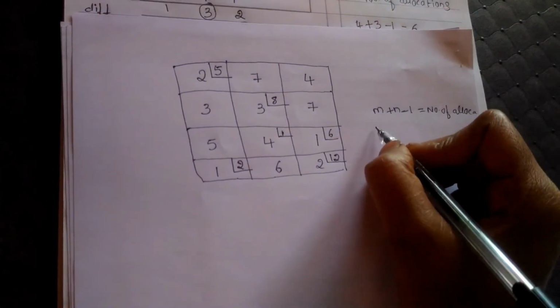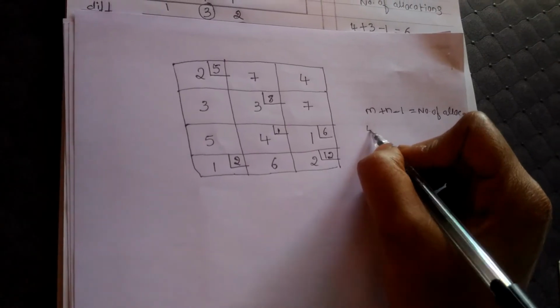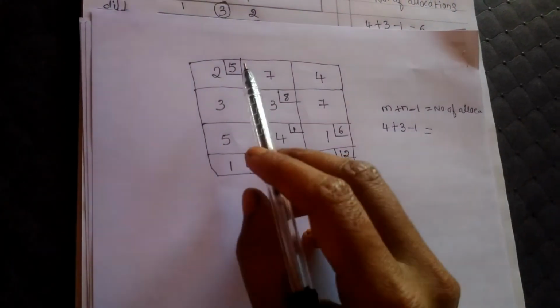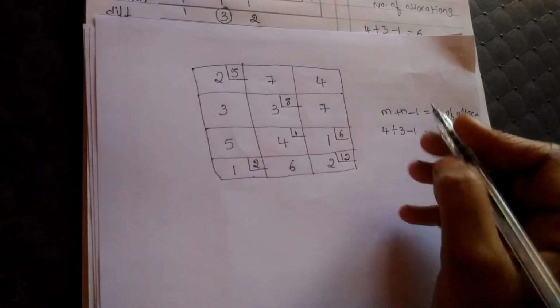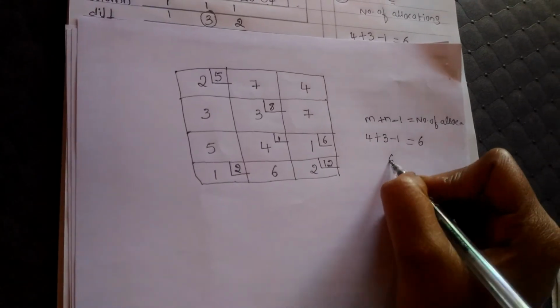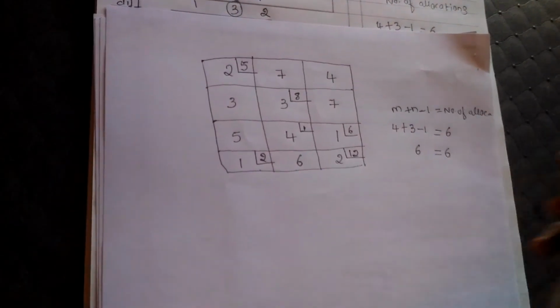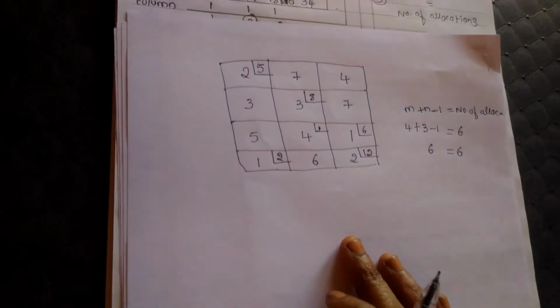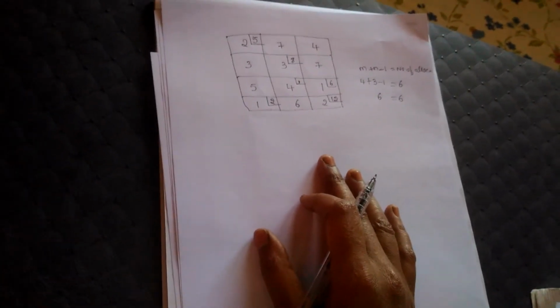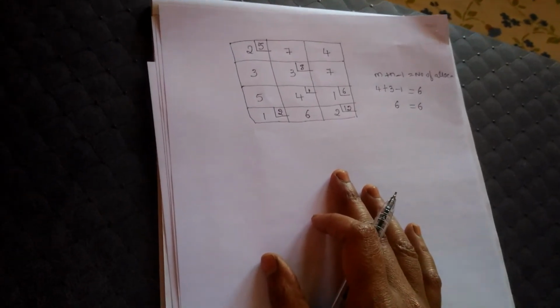How do we check? Number of rows is 4, number of columns is 3, minus 1 is equal to how many allocations? 1, 2, 3, 4, 5 and 6. So allocations are 6. 4 plus 3 will be 7, 7 minus 1 will give me 6, which is equal to 6. So now after the new allocation, I find out that the matrix is eligible to go for the next step, that is the optimization step.